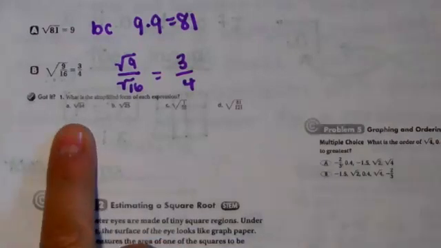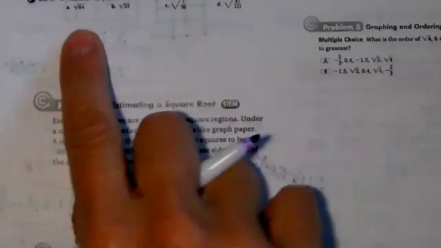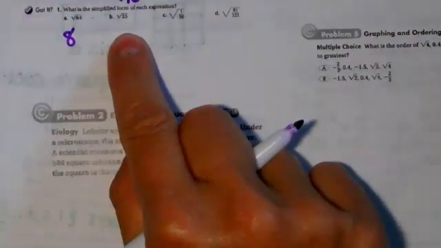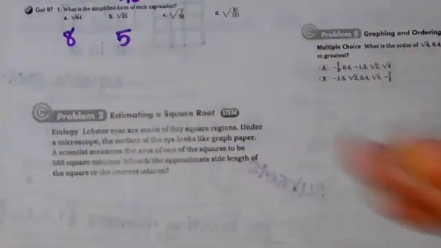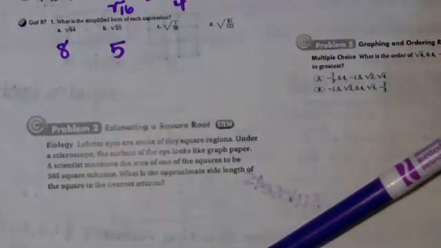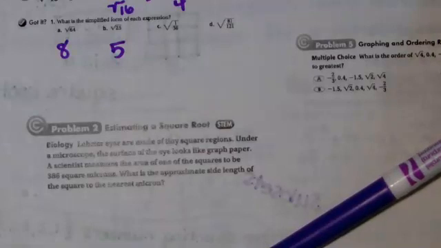So starting with A, and this one we can yell out, what is the square root of 64? 8. What is the square root of 25? 5. Okay, now do not yell this out. What is the square root of 1 over 36? Somebody raise their hand and tell me. Joelle.